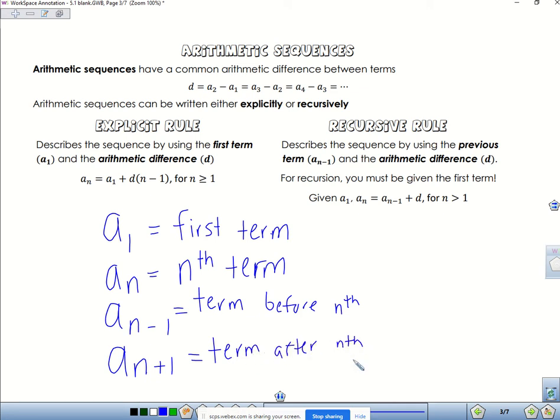And you could kind of keep going with this. You could have a sub n plus 2, a sub n plus 3. That's 2 terms after the nth term, 3 terms after the nth term. So I just want you to understand that notation. That's an important part of the notation.